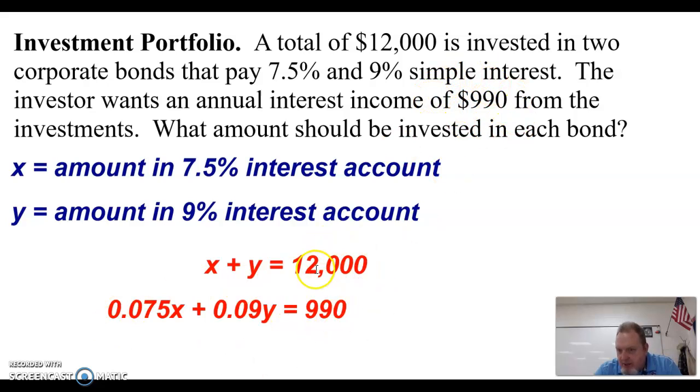So now we have our system. I would solve this top equation for either X or Y, and then plug it into this bottom equation. That will allow you to solve for the first variable. Then you can plug it back in here to get the second one. So that will help you with the two investment portfolio questions.